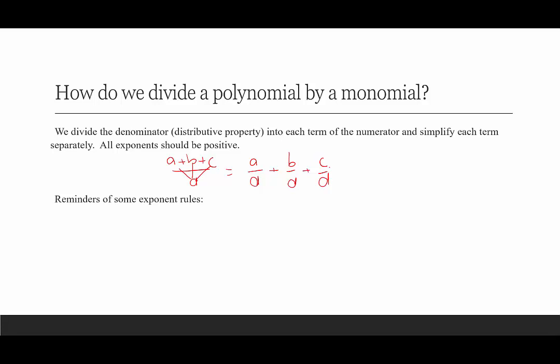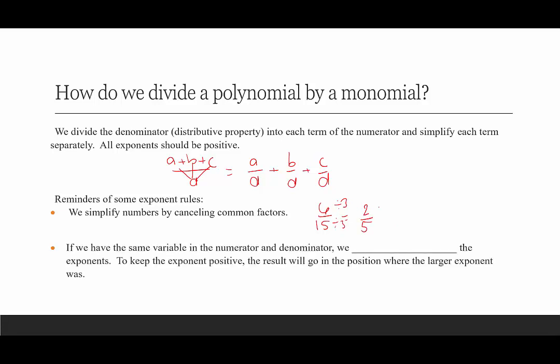And reminders of some exponent rules. One thing when we start dealing with a lot of variables is we then just apply the properties of variables to everything. But when we simplify numbers, we simplify by canceling out common factors, right? So if we have 6 over 15, we don't subtract 6 and 15. We would say, wait, those both have a common factor of 3, and we would divide them both by 3, giving us 2 over 5. And also, if we have the same variable in the numerator and denominator, how do we simplify? We subtract the exponents.